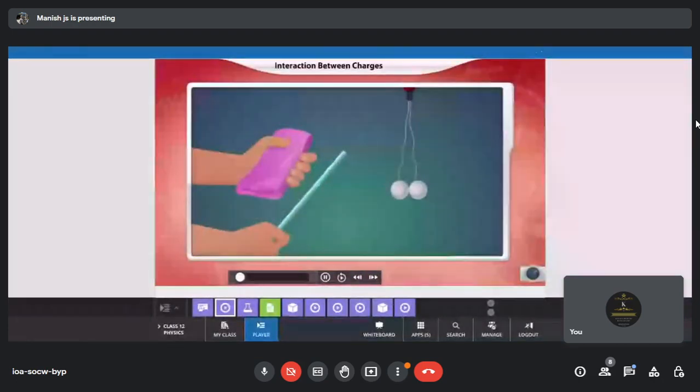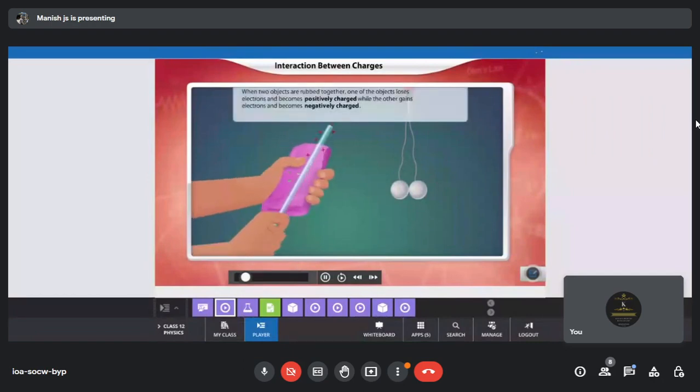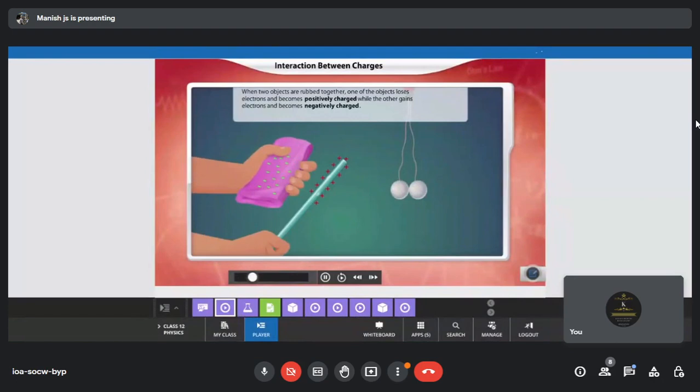Let's perform a small experiment. First, let's rub this glass rod with a silk cloth. When we rub the glass rod, it becomes positively charged. On the other hand, the cloth gains electrons and becomes negatively charged.